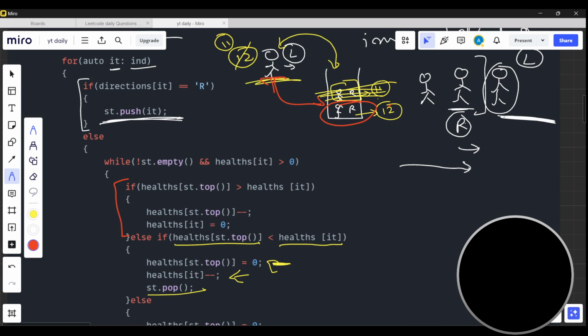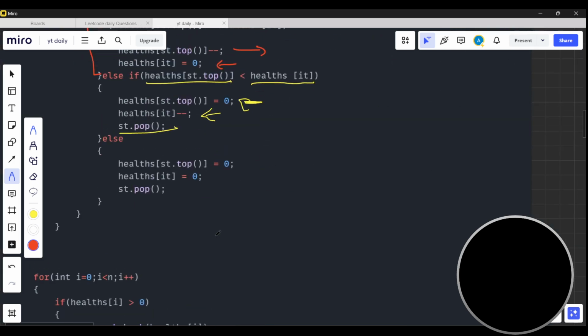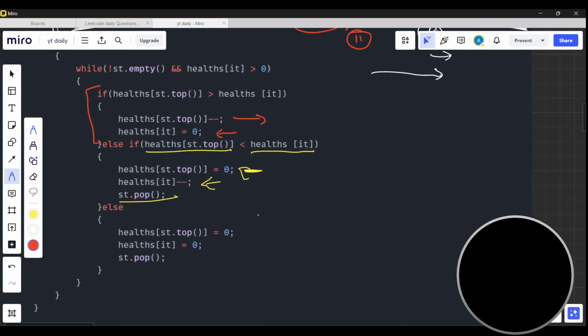So what I can do, I can reduce the health of this robot by one. I can just kill this robot. This is what I am doing. I am reducing the health of the robot moving in right direction. I am killing the left direction robot. And the third case is, as we discussed, if they both have the same health, then I can kill them both and pop the top element from the stack.